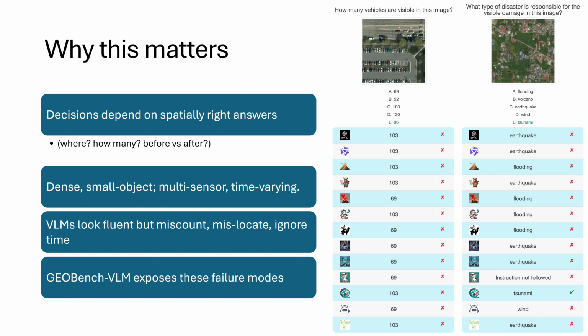On the left image, the true count is 86, yet several models answer 69 or 103. On the right image, models miss the tsunami or even don't follow the instructions. GeoBench-VLM exposes these gaps with objective scoring so the community can fix them.